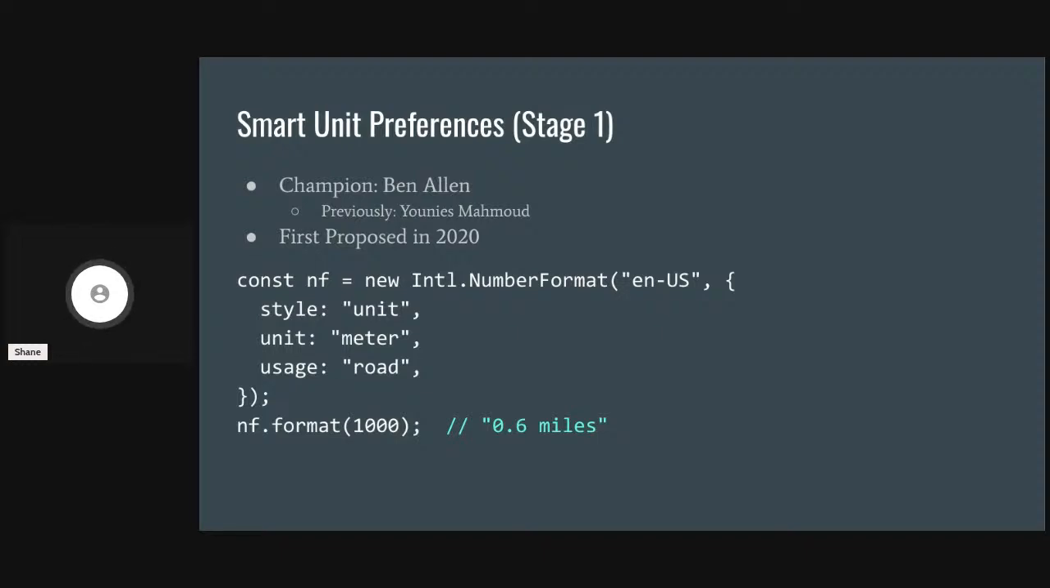Smart unit preferences. Another little baby of mine is along with Ben Allen. First proposed in 2020. This is a way for you to do localization of units. Right now, already on the web platform, you can say, I want this number formatted with this measurement unit, right? And it'll work. However, it doesn't choose the right one for the locale. So this lets you pick the right one for the locale.